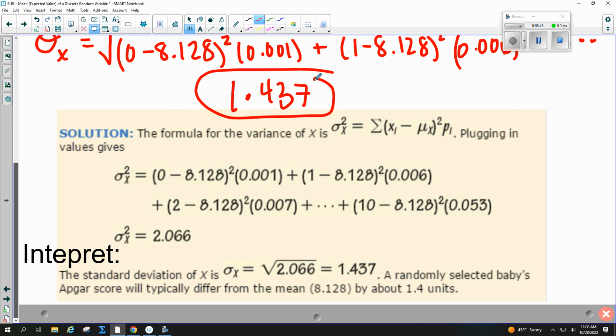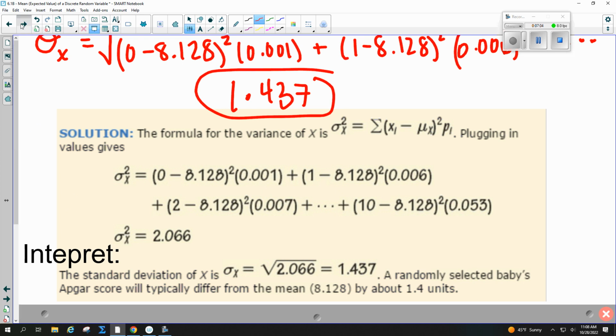Now you're going to want to interpret this. Usually I interpret them together, right? So in the long run, after many babies are born, the average APGAR score is 8.128. This number here is what we're typically off by. And we're typically off by a score of 1.437.